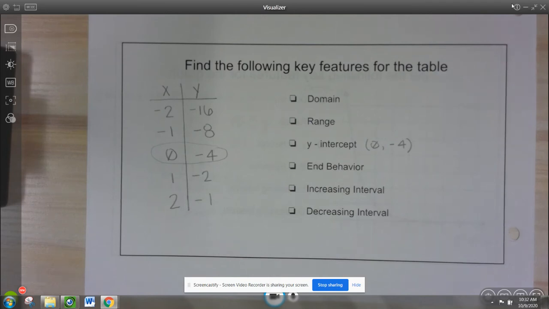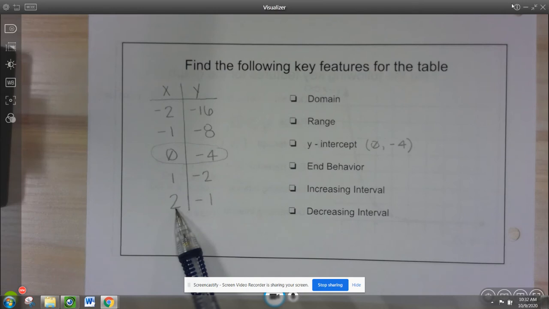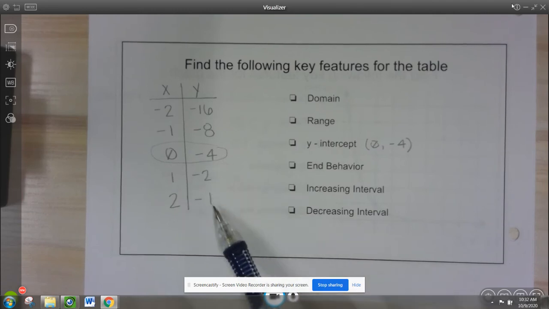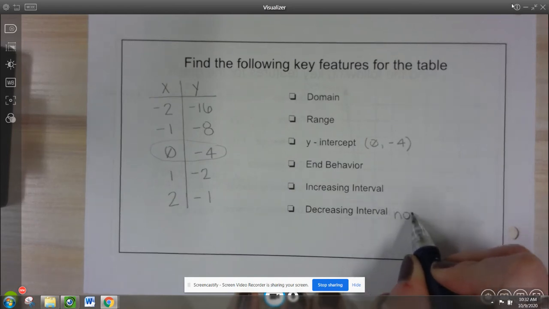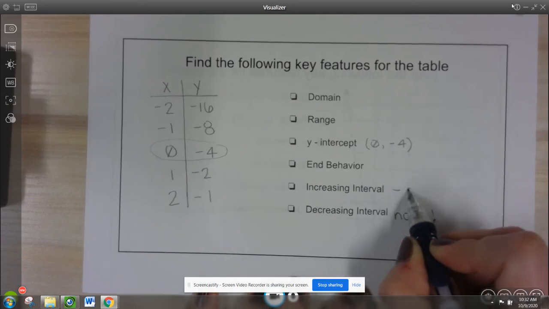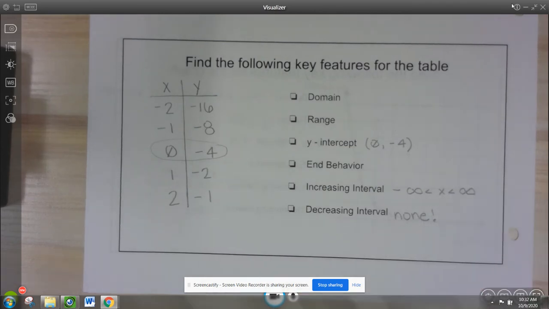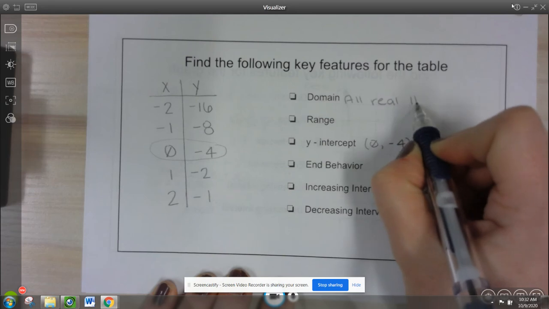And if you think about what's happening with these numbers based on our table, I can also find our increasing and our decreasing intervals. So these numbers for x are going up. Let's look at our y values. -16 to -8 to -4 to -2 to -1. Those numbers are also going up. So this is another scenario where I don't have a decreasing interval, and it's always increasing. And again, my domain is going to be all real numbers because all the numbers for x work.